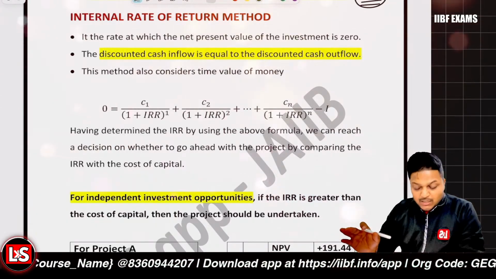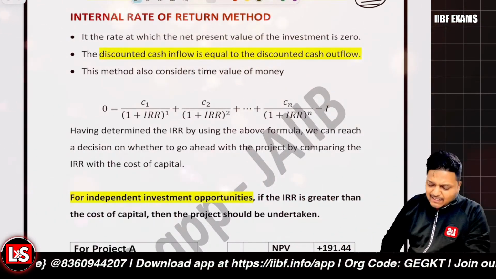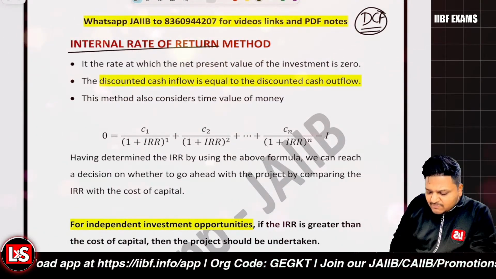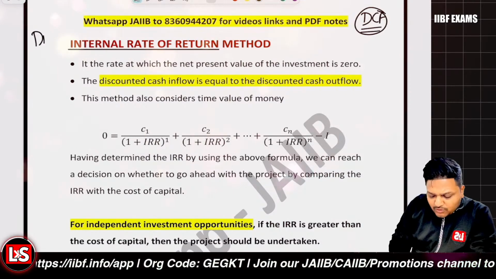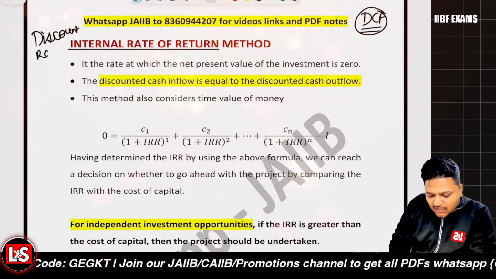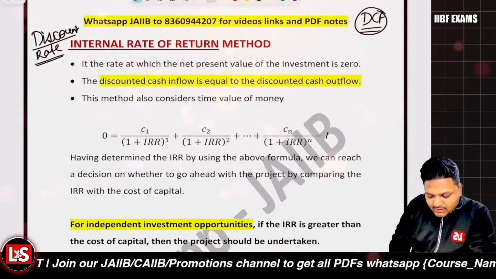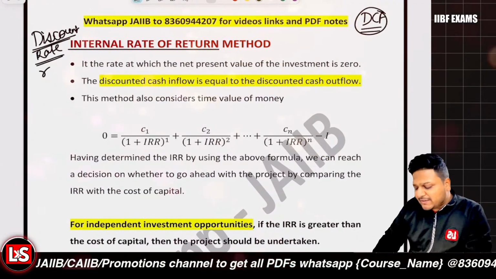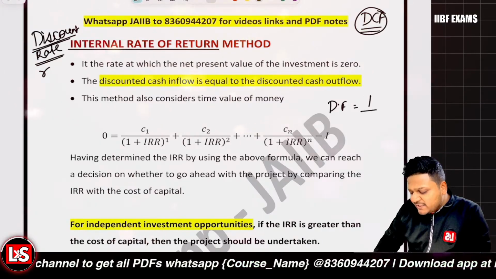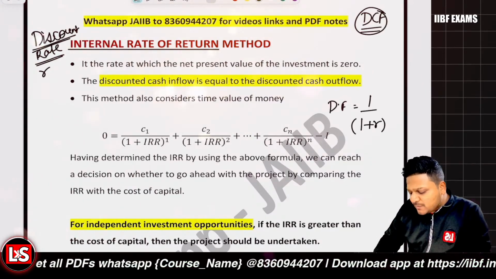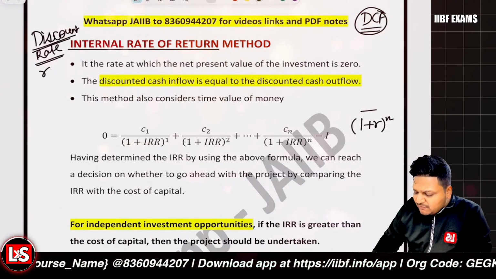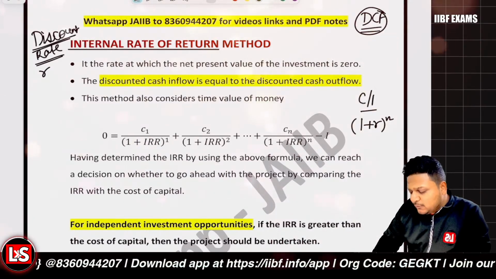But about the IRR, it is the discounting rate. The internal rate of return is basically the discount rate which is represented by small r. If you recall small r, we use it in the discounting factor formula. Now what is the discounting factor formula? It is 1 divided by (1 plus r) raised to power n, and we multiply this discounting factor with the cash flow value.